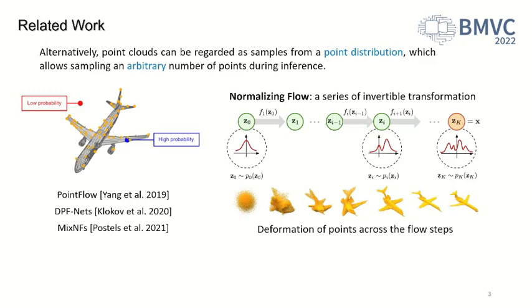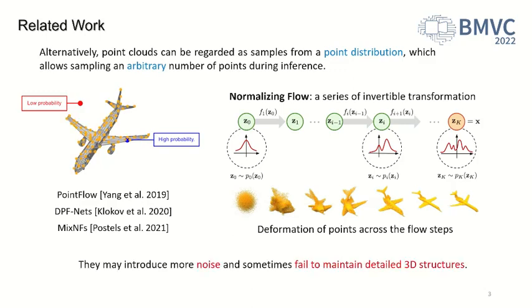Recently, some methods based on normalizing flow bring new ideas for point cloud generation. They regard the point cloud as samples from a distribution of 3D points. This formulation allows sampling with arbitrary resolution. Through the learned invertible transformation, the distribution of 3D points can be approximated from a simple prior distribution, such as a Gaussian distribution. It's observed that these flow-based methods generate more evenly distributed point clouds. However, they have difficulty in generating clean and detailed 3D shapes.